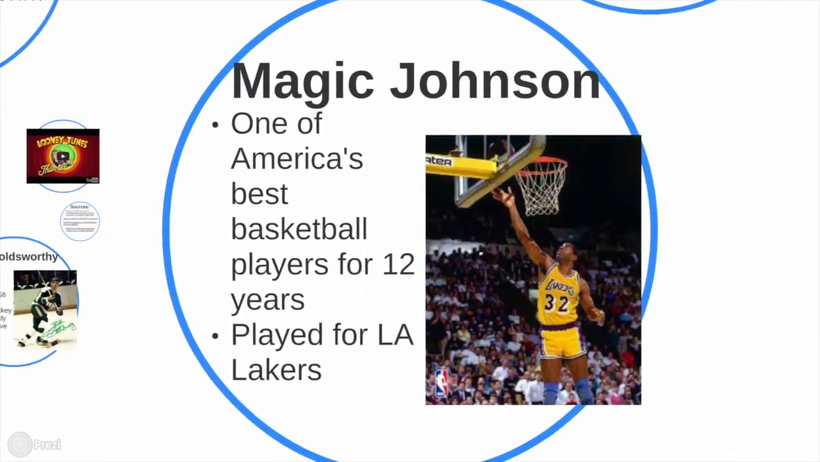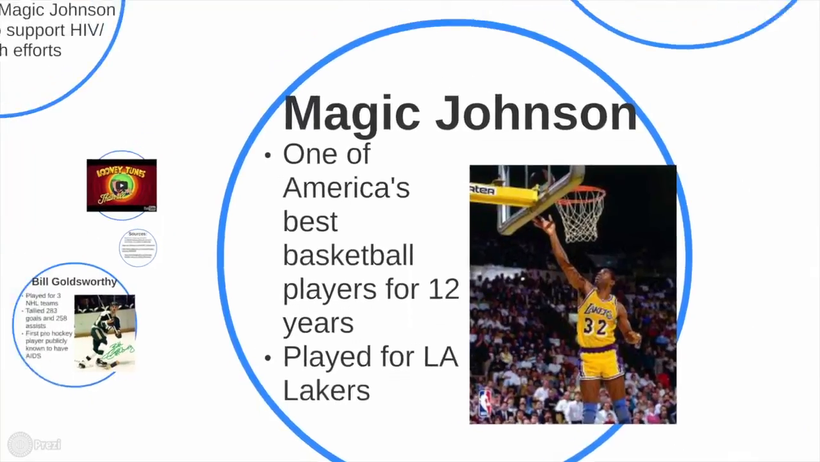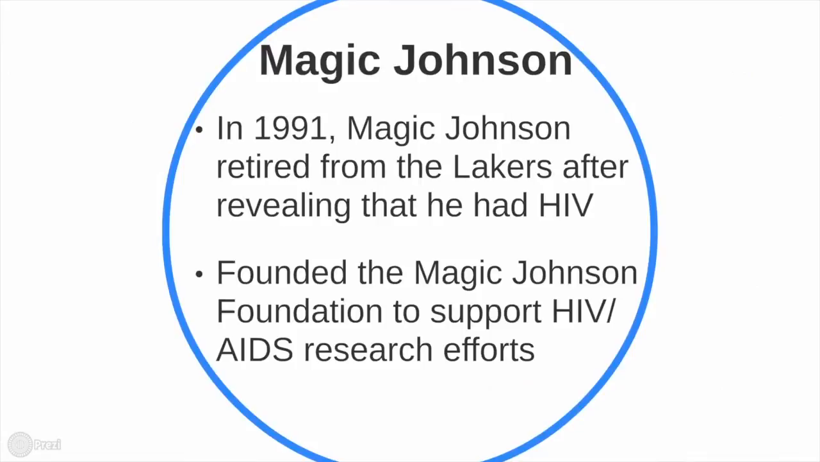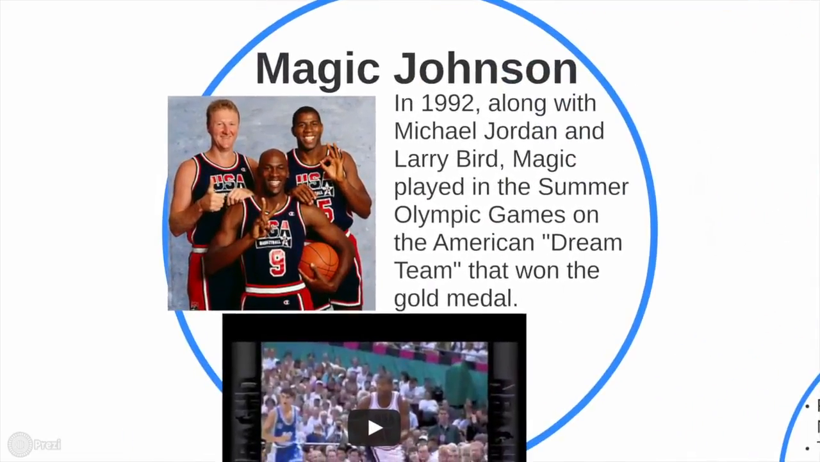Magic Johnson was one of America's best basketball players for 12 years. He played for the Los Angeles Lakers. In 1991, Magic Johnson retired from the Lakers after revealing that he had HIV. He founded the Magic Johnson Foundation to support HIV/AIDS research efforts. In 1992, along with Michael Jordan and Larry Bird, Magic played in the Summer Olympic Games on the American Dream Team that won the gold medal.